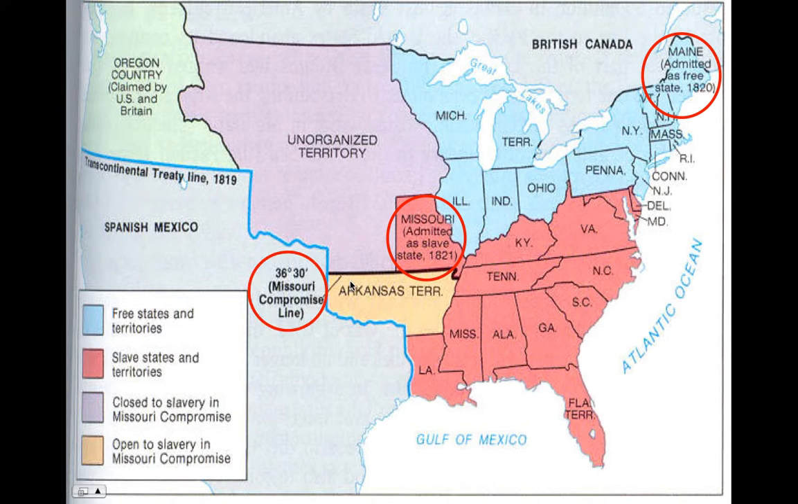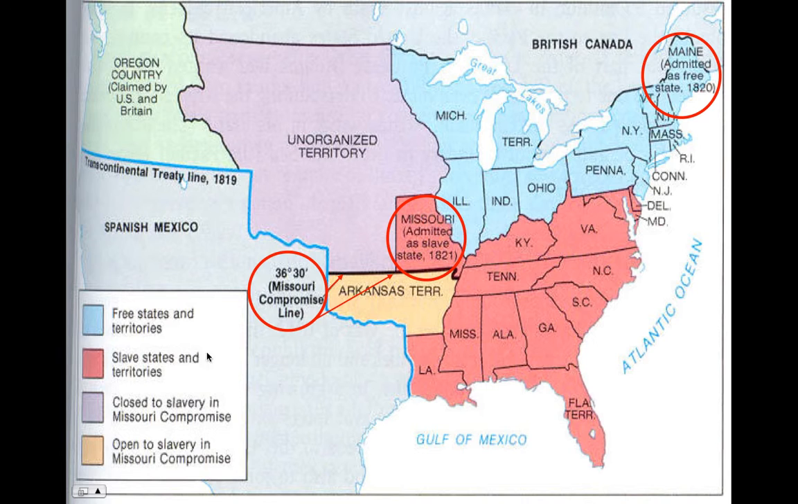Then you have this 36 degree 30 minute line, the Missouri Compromise line. It's the southern border of Missouri. And this line becomes the dividing line between free territory north of the line and slave territory south of the line. So in 1820, there is to be no new slavery in the United States north of the 36 degree 30 line. So 36 30 becomes the line that separates slave territory from free territory.